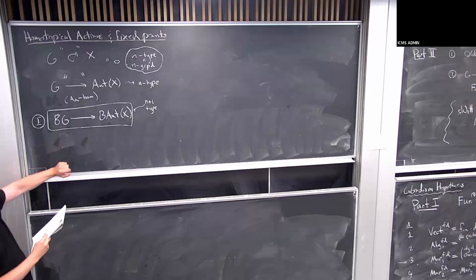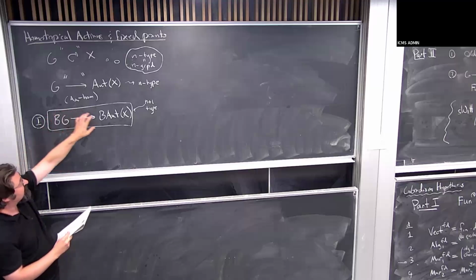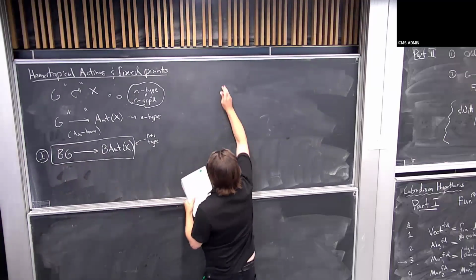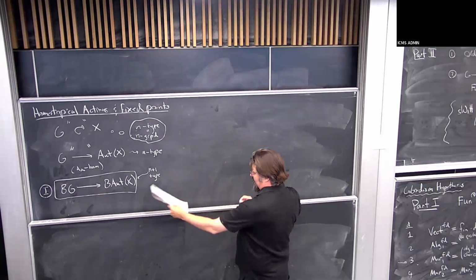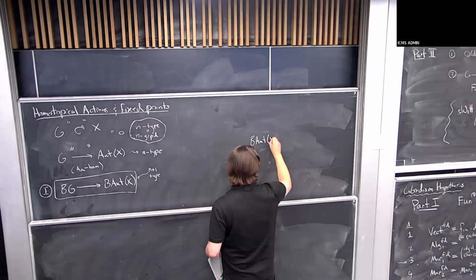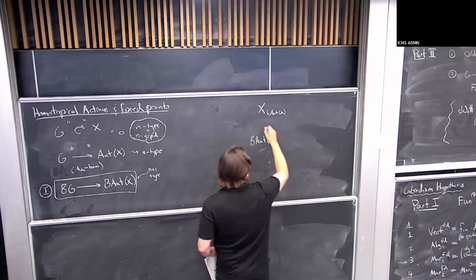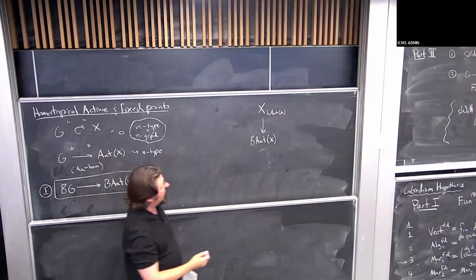So actions are maps from Grassmann space BG into this. What about fixed points? So fixed points, associated to this, there's a space, sometimes called this. Okay. So it's a fibration over B Aut X, and it has fiber X.